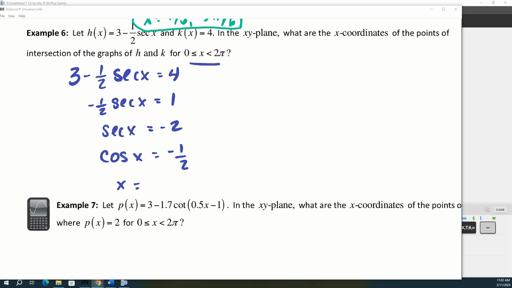Right, and then this one, we have this interval of angles to use. That's just straight from your unit circle. So we want the angles from the unit circle whose cosine is negative 1/2, or whose x coordinate is negative 1/2. And it should be those two.